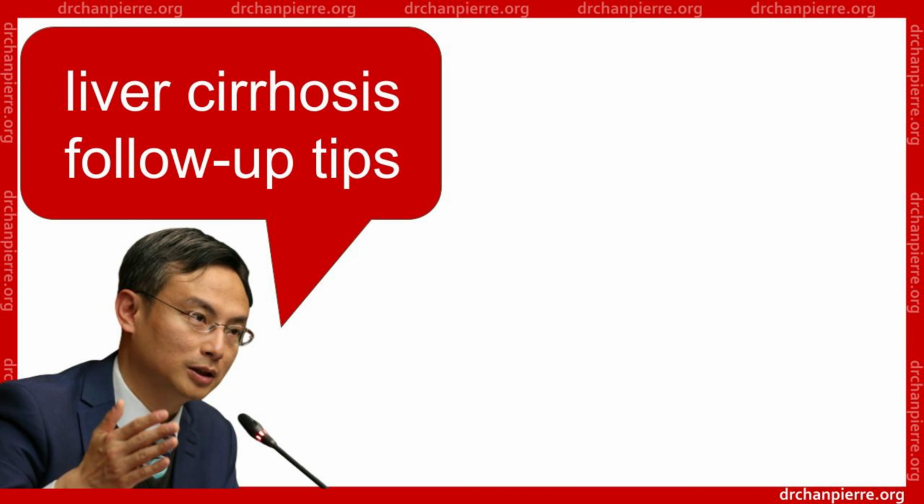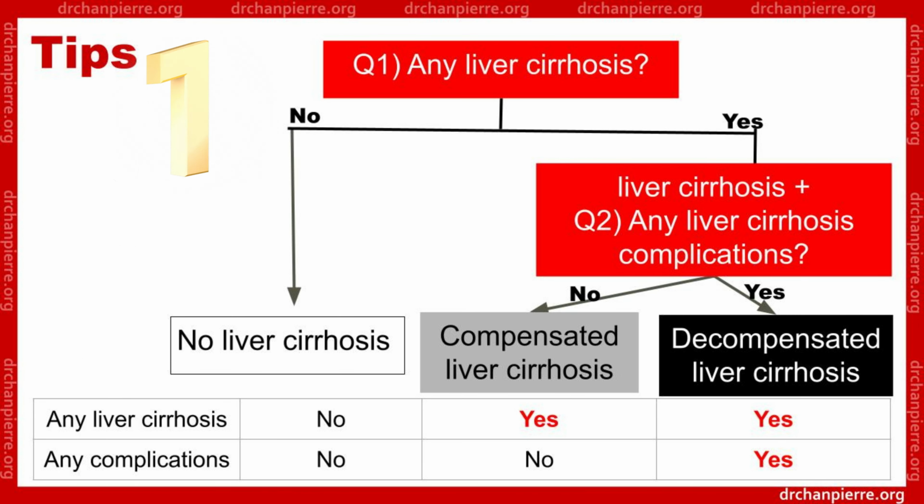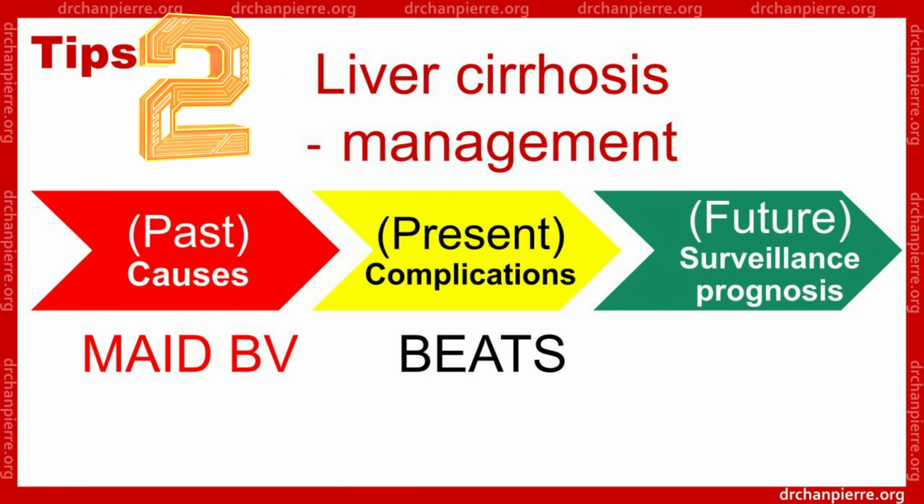In the clinical situation, I would suggest using simpler methods by asking oneself 2 questions: 1, any liver cirrhosis, and 2, any liver cirrhosis complications, then classified into no cirrhosis, compensated cirrhosis, and decompensated cirrhosis. After cirrhosis is confirmed in a patient, I suggest the management goal by considering the past, present, and future of the cirrhosis, by tackling the causes, managing complications, and reducing death. My mnemonic is MADE BV beats cirrhosis.